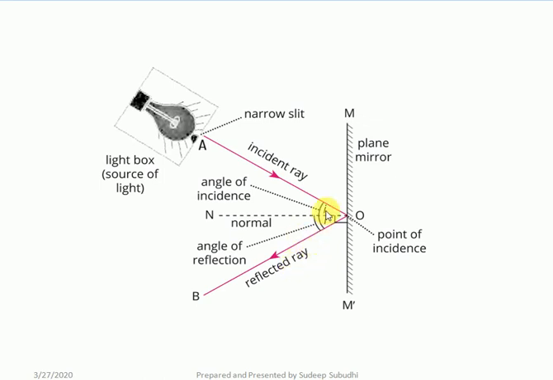Here, angle I indicates angle of incidence, the angle which the incident ray makes with the normal at the point of incidence. Angle R indicates angle of reflection, the angle which the reflected ray makes with the normal at the point of incidence.